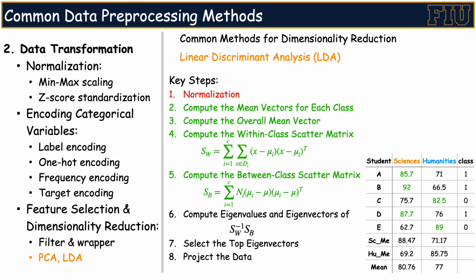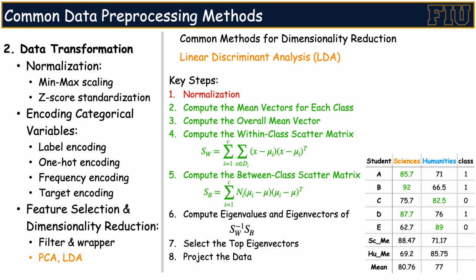Now we have two scatter matrices. The goal is to minimize the within-class scatter so that samples within the same class are tightly grouped. To achieve that, we take the inverse of the within-class scatter matrix. The other goal is to maximize the between-class scatter, which pushes different classes further apart, so we use the original between-class scatter matrix as is.